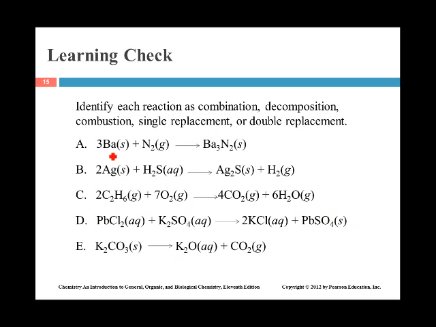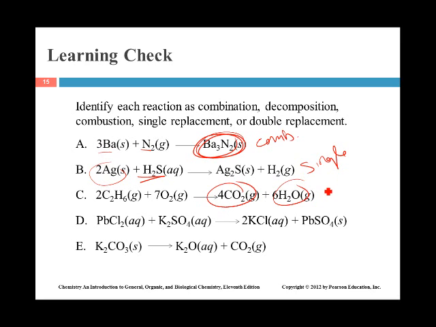Alright, so we have barium and nitrogen coming together to form one thing. One thing on the right means it's combination. Silver and H2S, Ag2S and hydrogen. We have an element and we have a compound. That means it's single. Letter C. It ends in CO2 and H2O. That means it's going to be combustion.